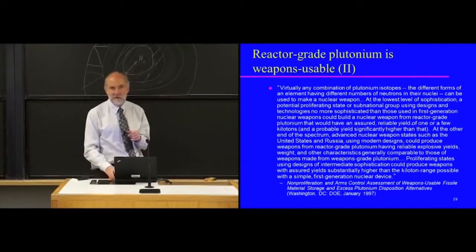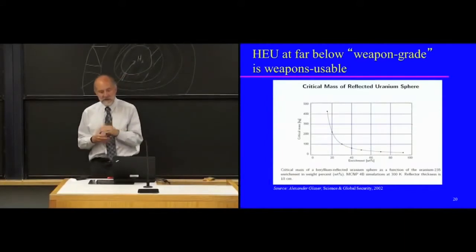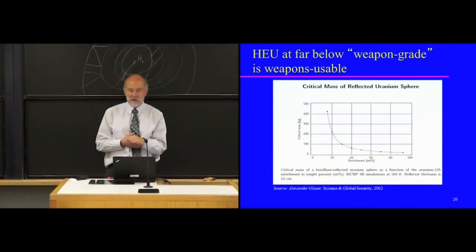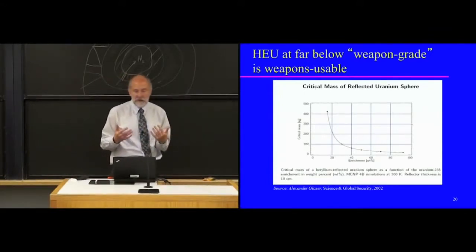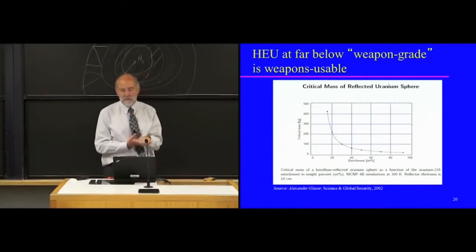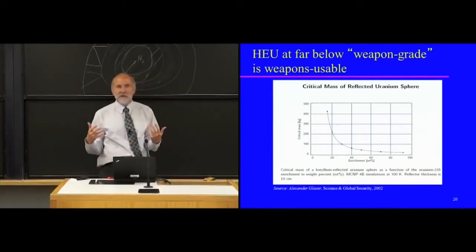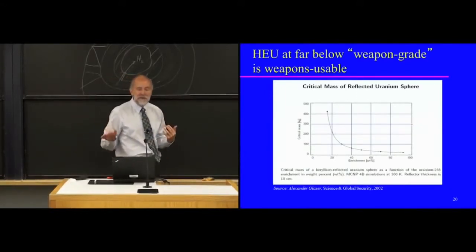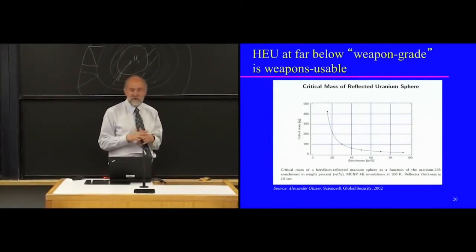And this is just a long disquisition on that topic, officially from the US government. This is, again, going back to the point that highly enriched uranium well below weapon grade is weapons usable. This is how much material you need if you do have a neutron reflector around a sphere as a function of what percentage of uranium-235 it is. And what I want you to see is that the graph is pretty flat for a long time until you get down to sort of 50, 60% uranium-235, and that's when it really starts going up.